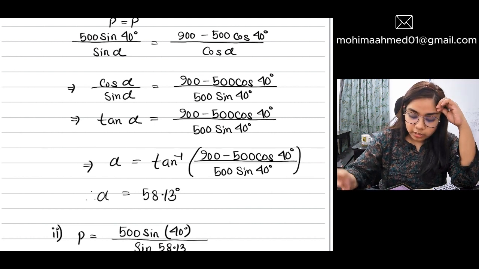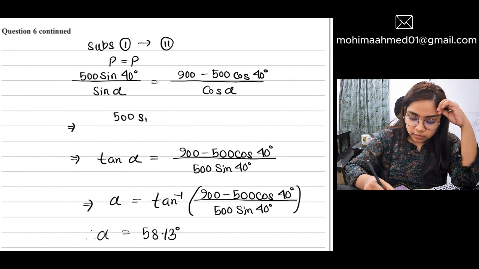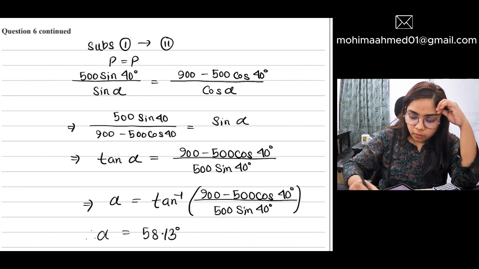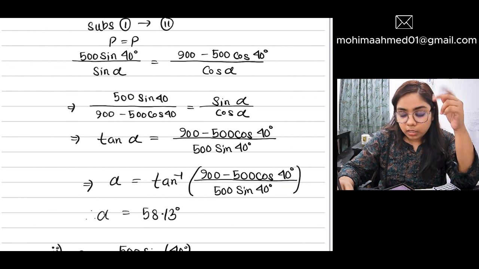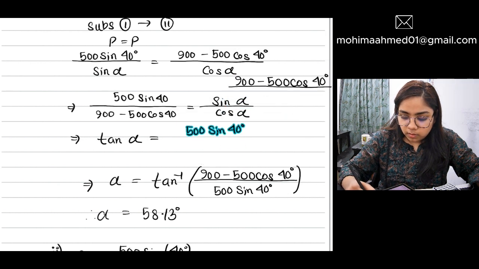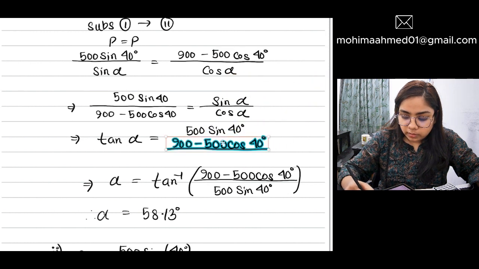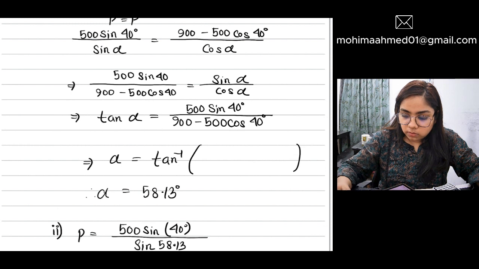So in that case, we would actually have to cross multiply this, and it would be like this over here. 500 sine 40 will be on the left hand side, and that 900 minus 500 cos 40 is equal to sine alpha over cos alpha, right? I'm really sorry. Now in that case, we're going to get tan on the left hand side again if you just shift it over here. This will be in the numerator, and this entire thing will be in the denominator, right?